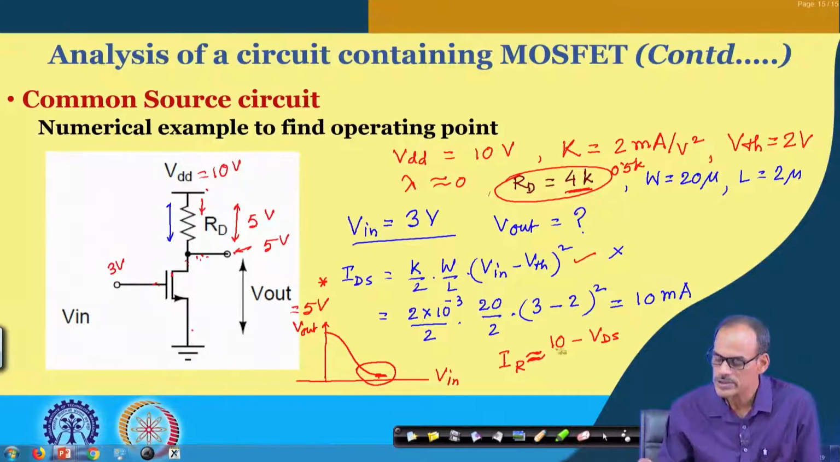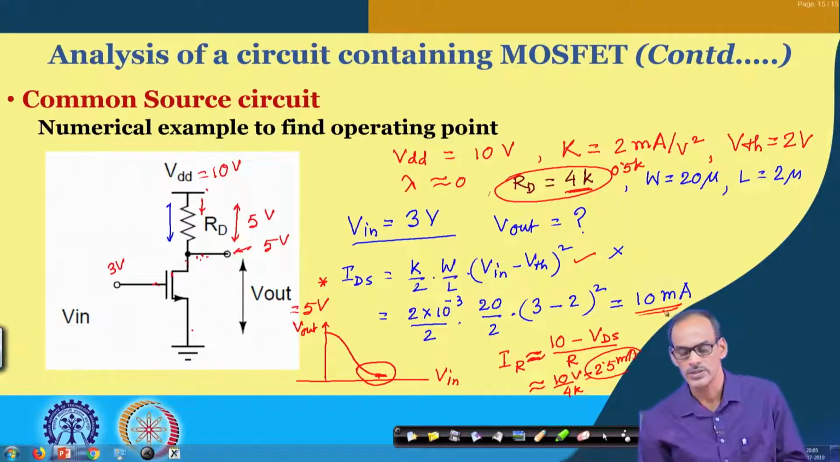So, let me write this. I is equal to 10 volt minus V d s divided by R, and this can be well approximated by 10 volt divided by 4 k. That gives us 2.5 milliampere. In fact, this is quite different from the required current in the saturation region.